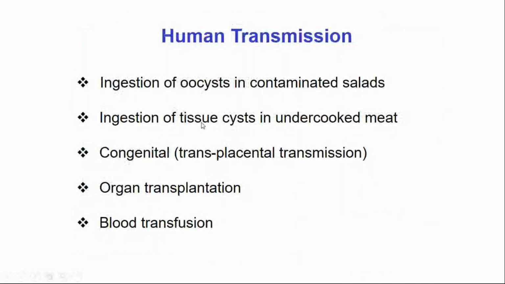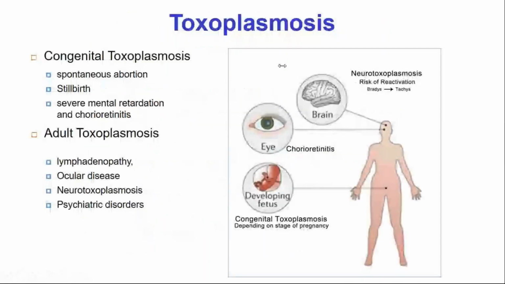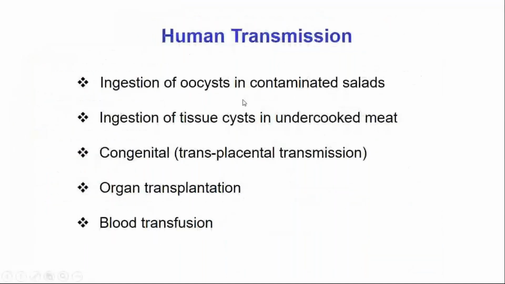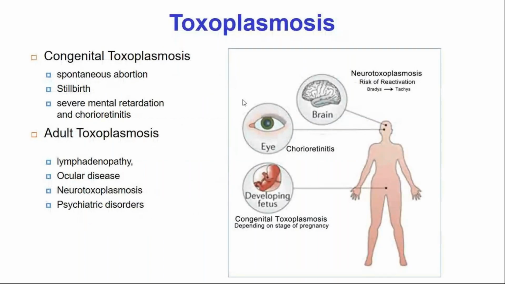How is it transmitted to humans? It's either by ingestion of the oocyst or the tissue cysts in undercooked meat, congenital or transplacental transmission, or the vertical transmission by organ transplantation or by blood transfusion.